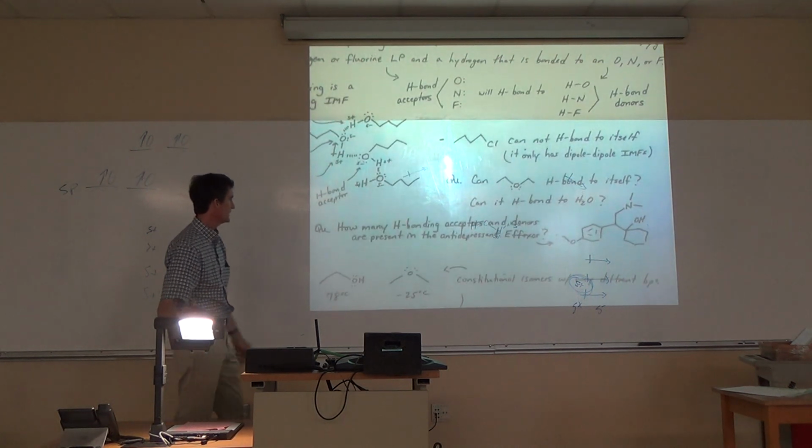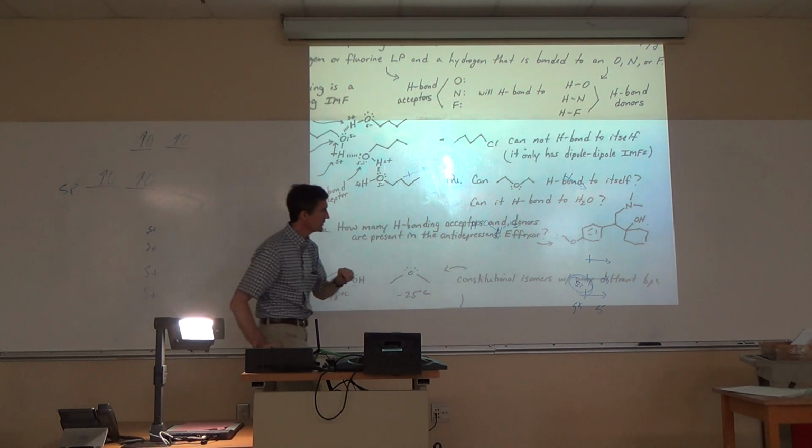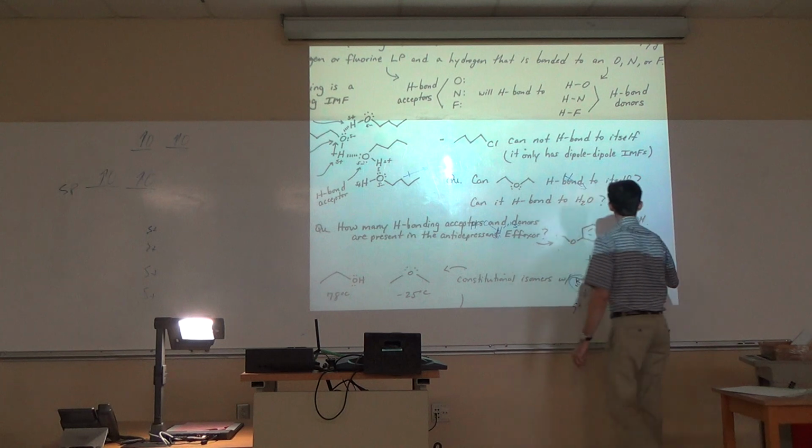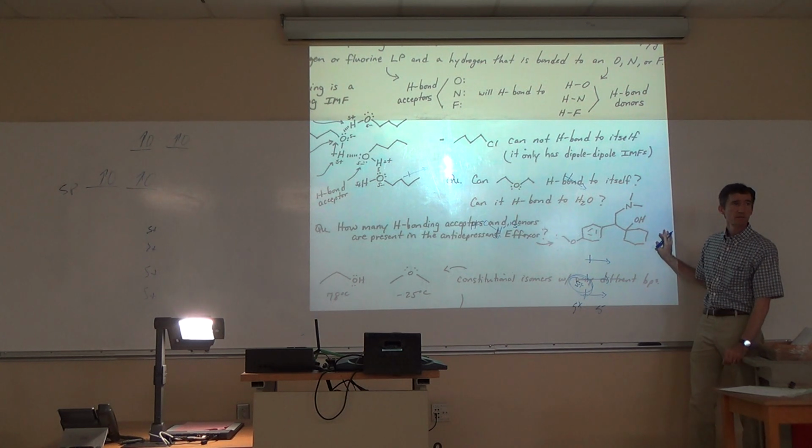We can ask questions like this. How many H-bond acceptors and donors does the antidepressant Effexor here have? How many acceptors? Three. Somebody says three. Anybody else? Nobody says five?